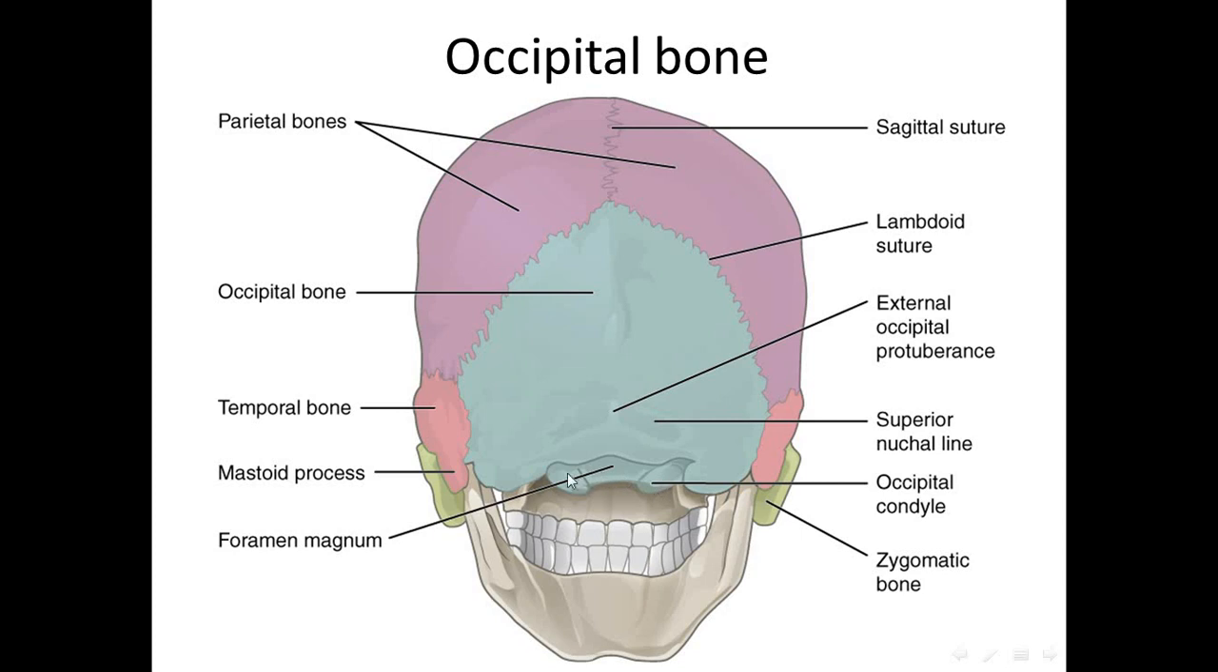It has these 2 occipital condyles, which will play a role in making the atlanto-occipital joint, which will connect the skull to the cervical spine. Other structures include the external occipital protuberance, and there is another protuberance internally called internal occipital protuberance. This is the superior nuchal line, and this is the lambdoid suture. Here, this is the location of foramen magnum, which is the largest opening of our skull base. We will talk about it shortly.